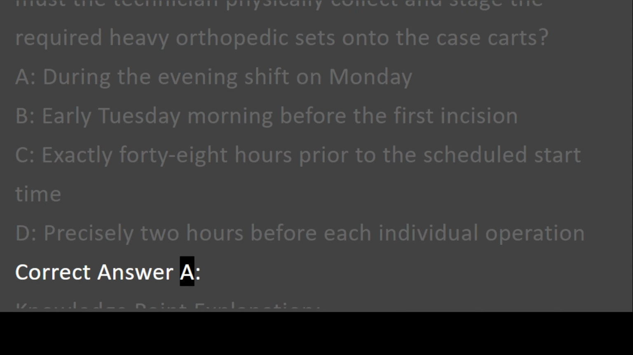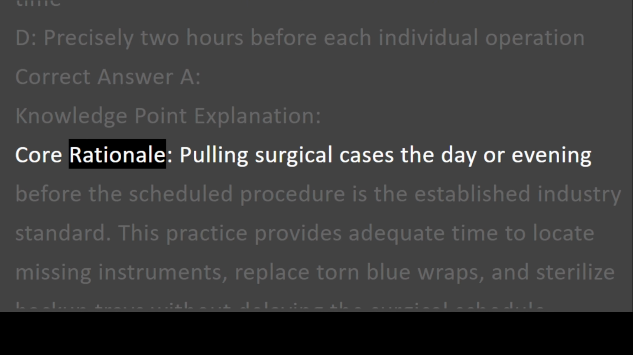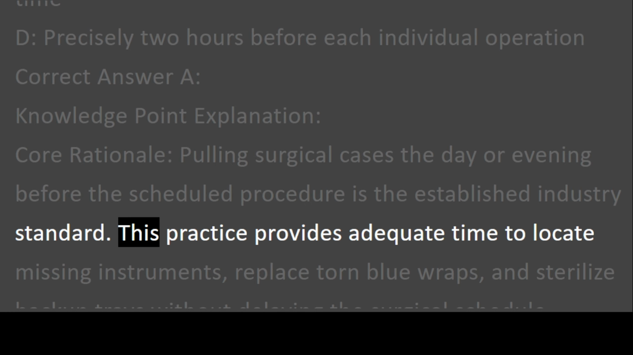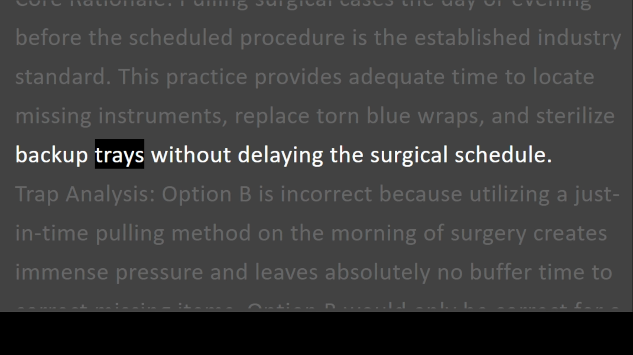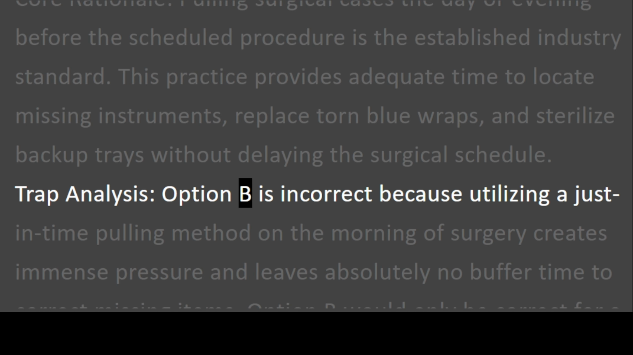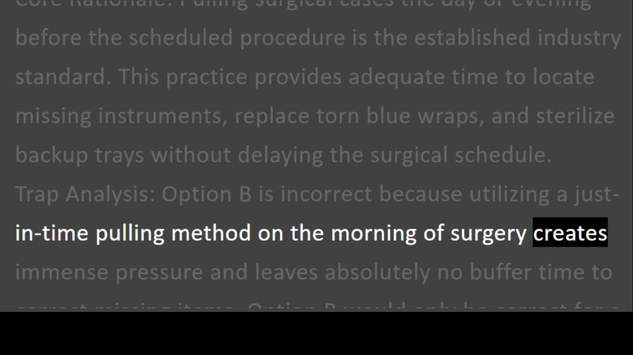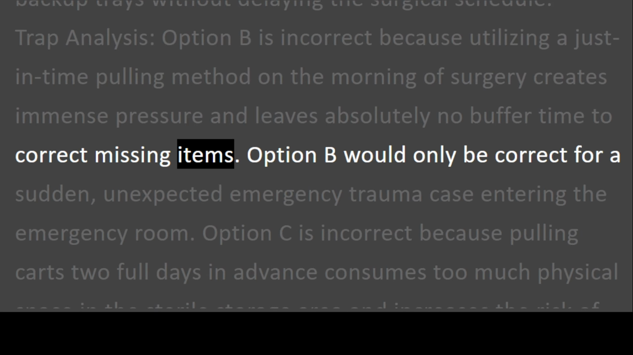Correct answer A. Knowledge point explanation. Core rationale. Pulling surgical cases the day or evening before the scheduled procedure is the established industry standard. This practice provides adequate time to locate missing instruments, replace torn blue wraps, and sterilize backup trays without delaying the surgical schedule. Trap analysis. Option B is incorrect because utilizing a just-in-time pulling method on the morning of surgery creates immense pressure and leaves absolutely no buffer time to correct missing items.